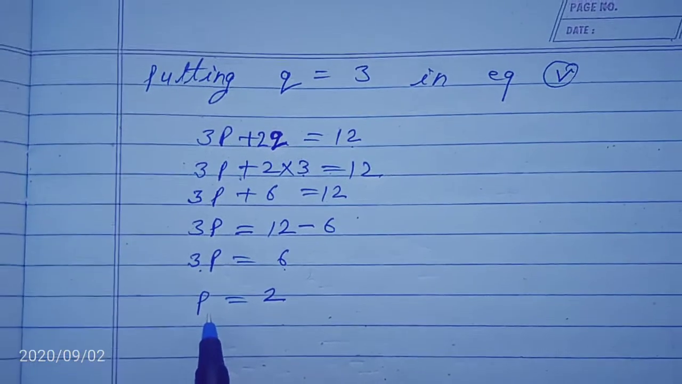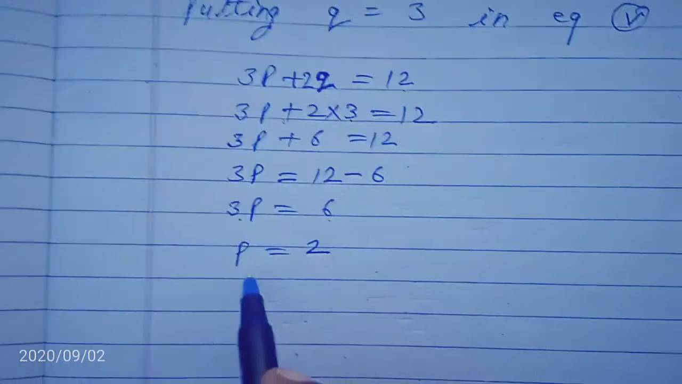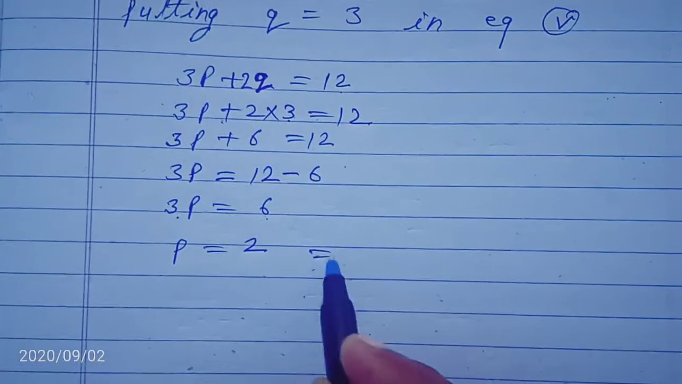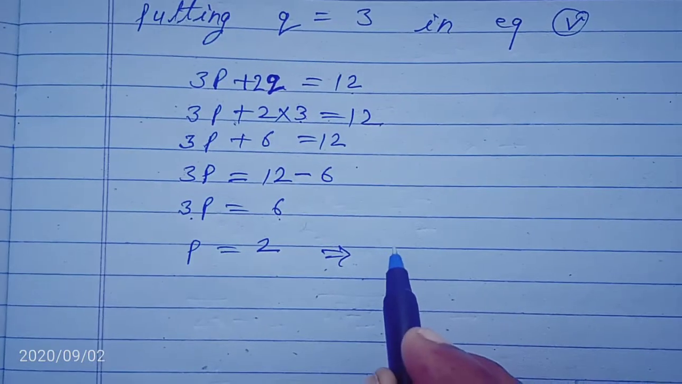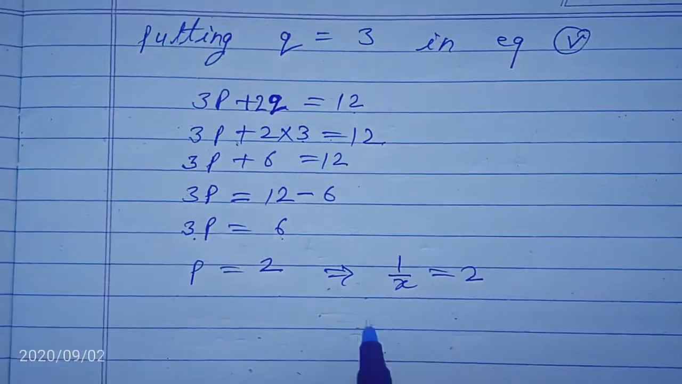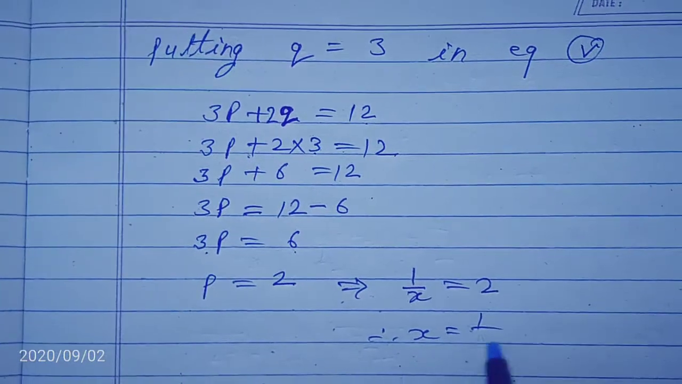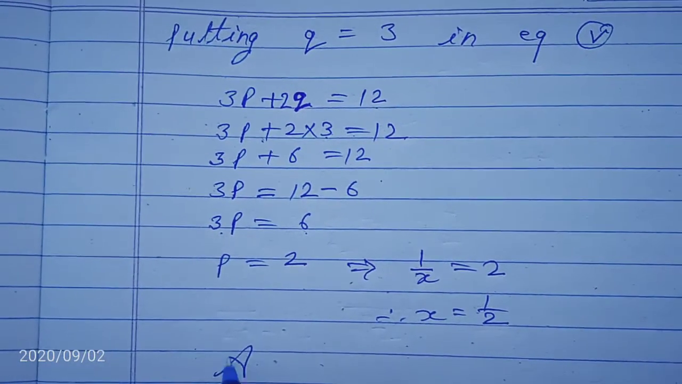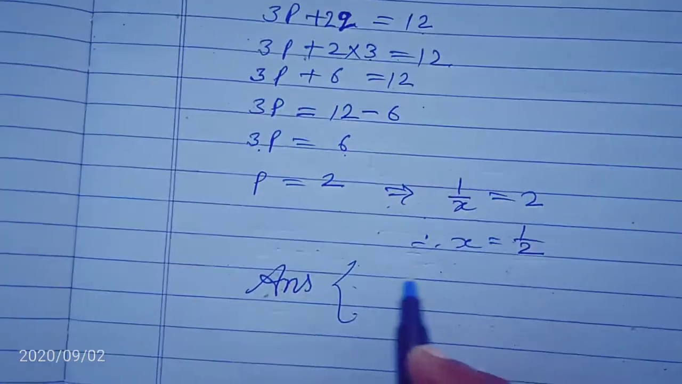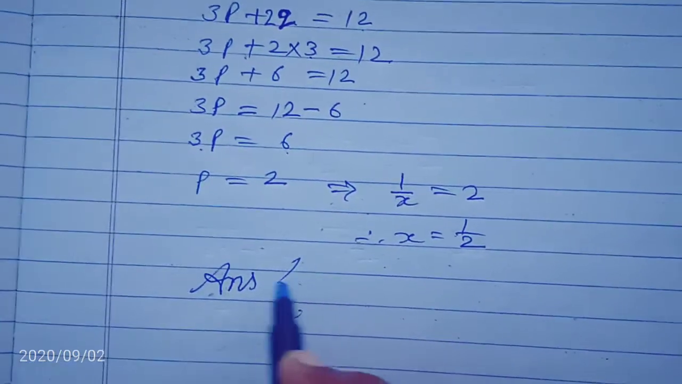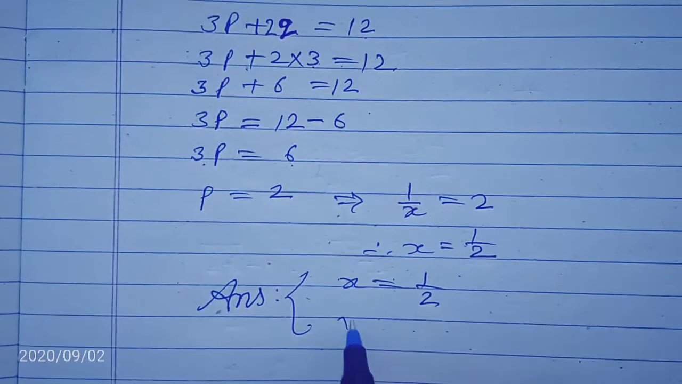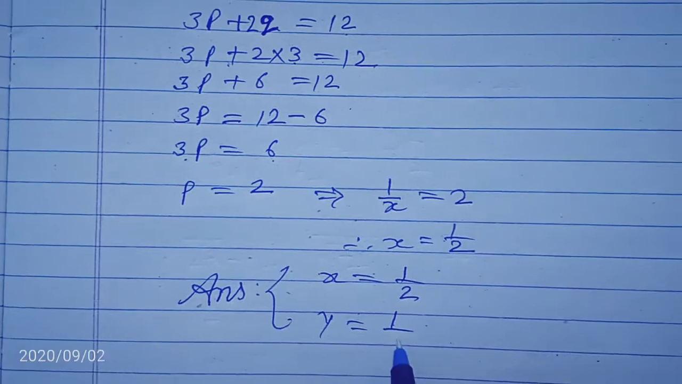And we have taken p is equal to 1 by x. So this implies that 1 by x is equal to 2. Therefore x is equal to 1 by 2. So the solution of the pair of linear equations is x is equal to 1 by 2 and y is equal to 1 by 3. This is the answer.